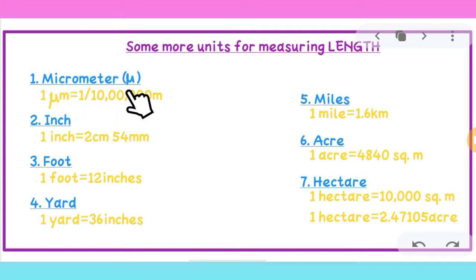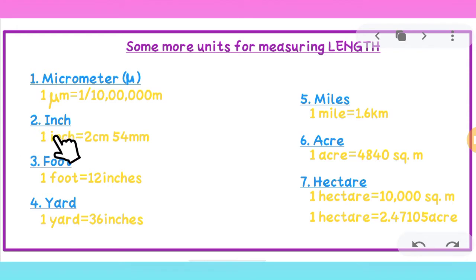Micrometer is represented by a U-like symbol, which is read as mu. So 1 mu meter is equal to 1 upon 10 lakh meters. That means when you divide a 1 meter ribbon or 1 meter length of tape into 10 lakh parts, one part is your 1 mu meter. It will be very small. We cannot see it with our naked eyes. That's why micrometer is used for organisms which we cannot see with our naked eyes, such as viruses, bacteria, fungus, etc.